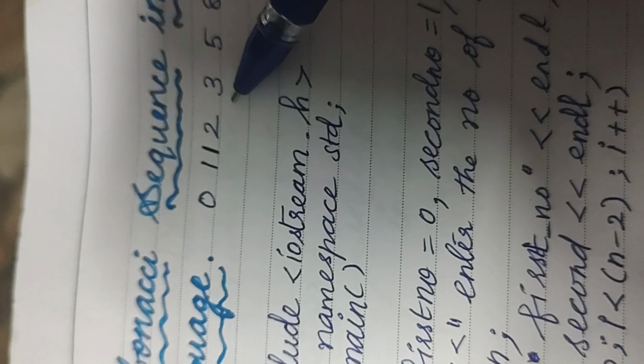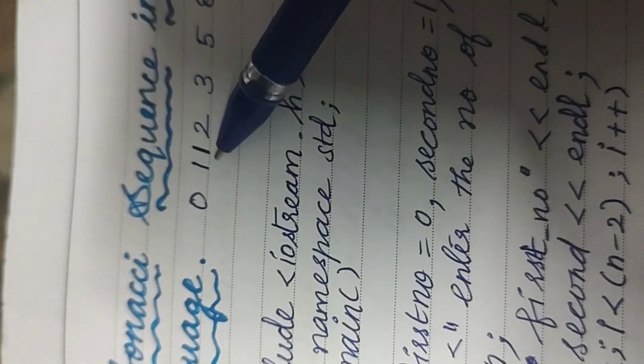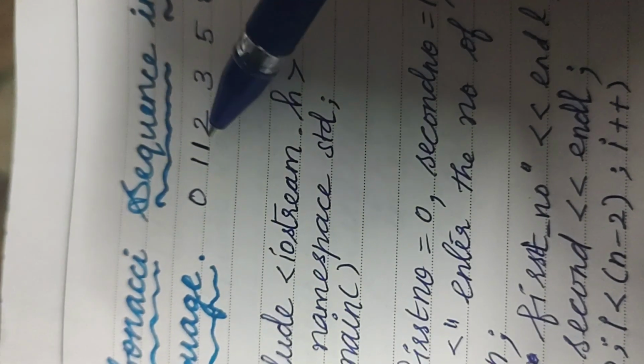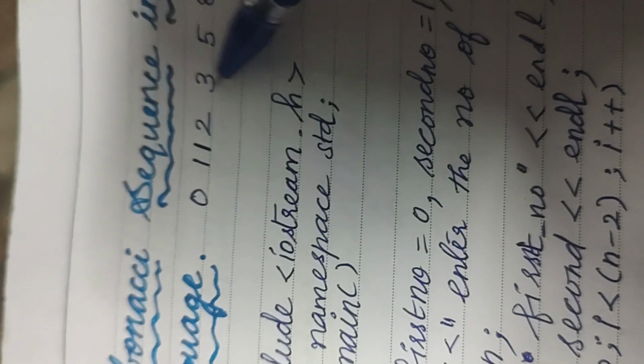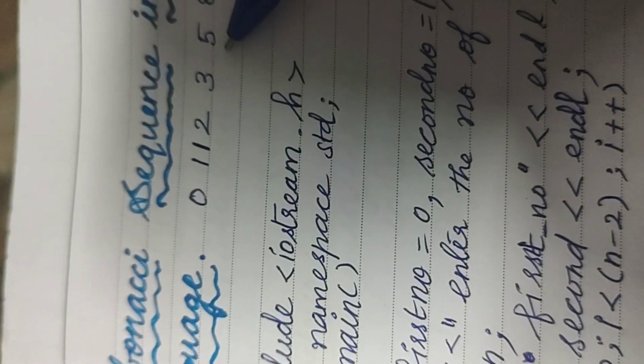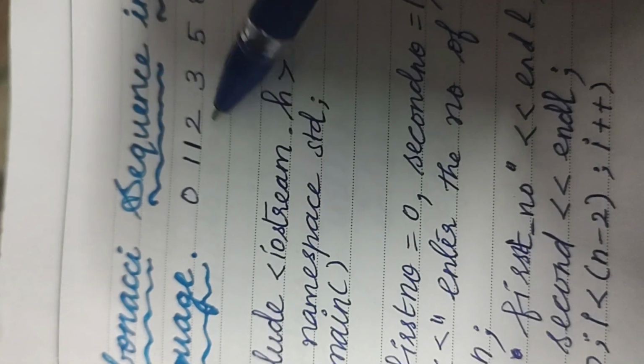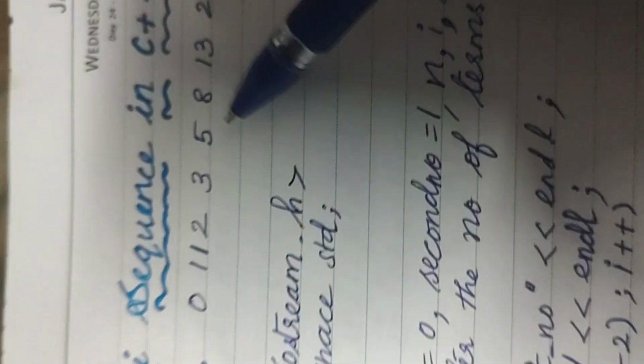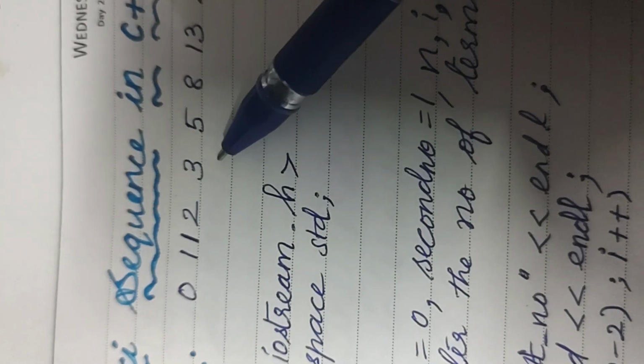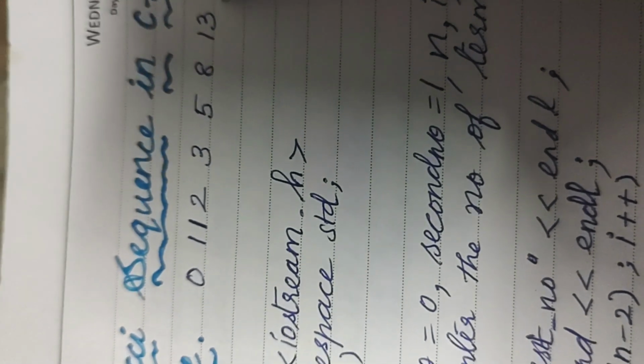Then the next term comes like that by adding the last two digits, 1 and 2, which is 3. Then the next term comes by adding the last two digits, 2 and 3. That is 2 plus 3 is 5. Then the next term comes like that, and it goes on and on.